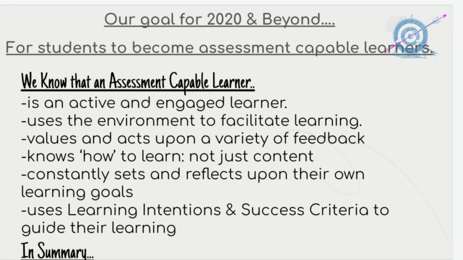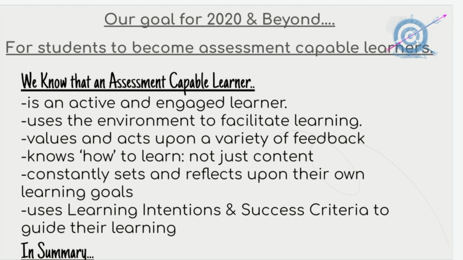So today I thought I'd look at what that can look like for you at home, and how you can help your child or children to become assessment capable learners. An assessment capable learner is an active and engaged learner. They use the environment to facilitate their learning and know when they need support. It's not about just knowing all the answers, but about knowing what to do when they don't know what to do. So it's more about learning skills and learning how to learn, not just about content.